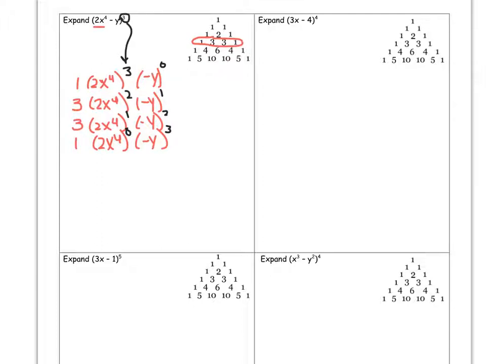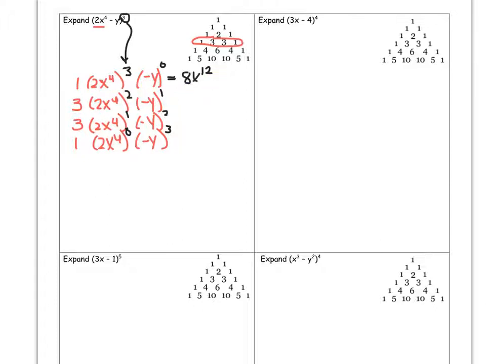So now what we're going to do is we're going to simplify each of the rows. So 2x to the fourth to the third, we're going to have to take 2 to the third, which is 8, and then x to the fourth to the third, we take the 3 and the 4, and we multiply them. So this would actually become 8x to the 12th. And then this negative y to the 0 just turns into 1, and 1 times 1 will just be this 8x to the 12th.